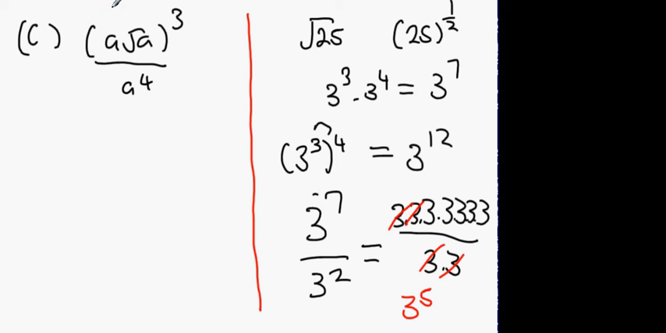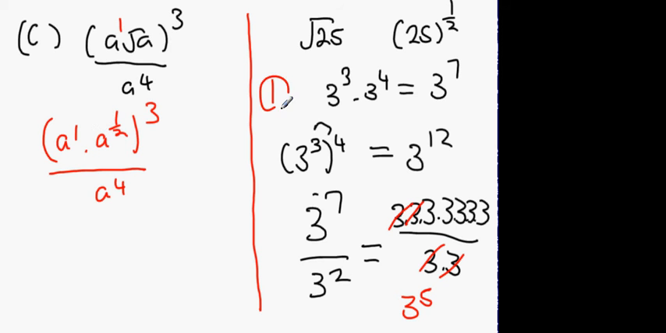This is a to the power of 1. And what did I say square root of a is? A to the power of a half. Okay. Now, what is a to the power of 1 multiplied by a to the power of a half? What's the rule for that? A to the power of 1.5. 1.5, because you're going to add them together. 1.5 is 3 over 2. They're the same thing, okay?